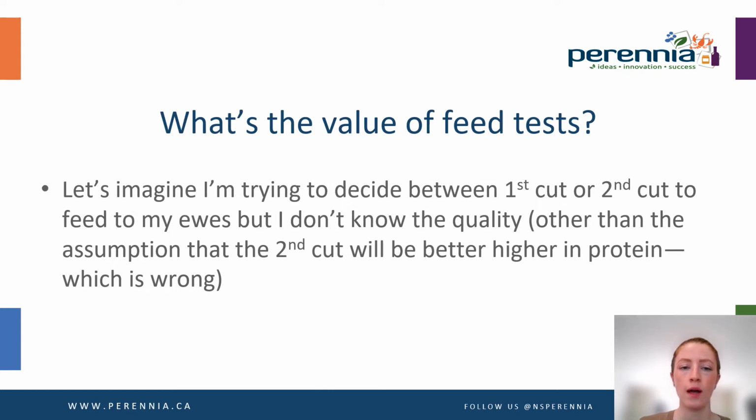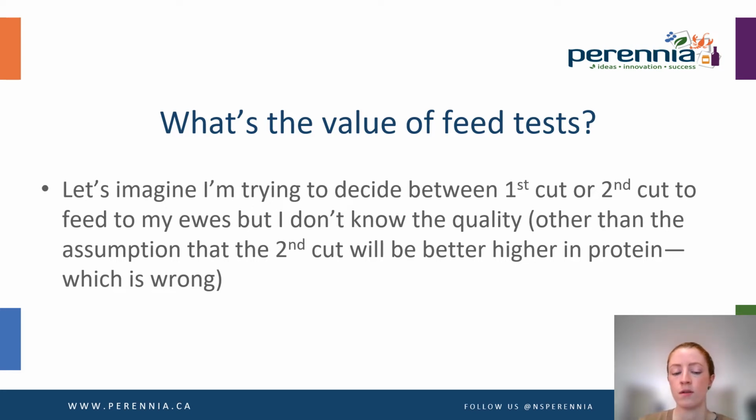So now that we're able to calculate how much we need in order to supplement our forage, I think this illustrates really nicely the value of feed tests. So I'm just going to pretend that I've got those two, the first cut and the second cut feed tests that I explained previously, and I'm trying to decide between them. Let's pretend that I haven't done any feed tests. All I know is that I've got first cut and I've got second cut, and I'm going to feed my ewes, but I don't know the quality, other than the assumption that second cut is going to be higher in protein. It's taken later in the year, the legumes would have a greater percentage of that forage. So that's the assumption that I'm going to make, but it's wrong, and I wouldn't know that unless I actually tested the forage.